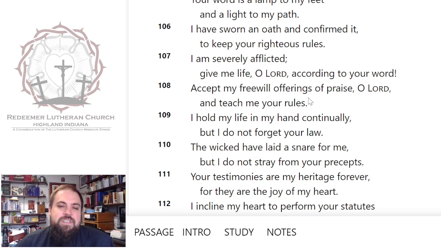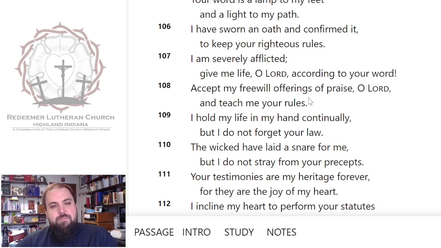The psalmist continues, "The wicked have laid a snare for me." We've seen this in the other parts of the psalm, particularly last week's study. We had this over and over again. "I do not stray from your precepts." Again, there is that. It's untrue in the sense that this person is a sinner like everyone else. So there are times when they do indeed stray from his precepts, from his commandments, from what God wants him to do, the path of righteousness.